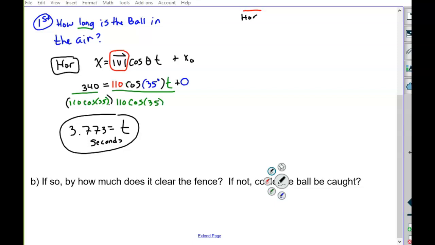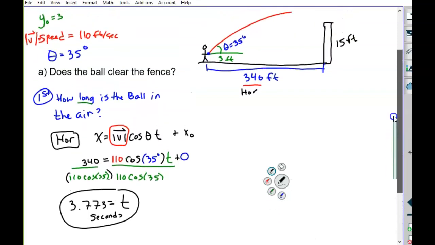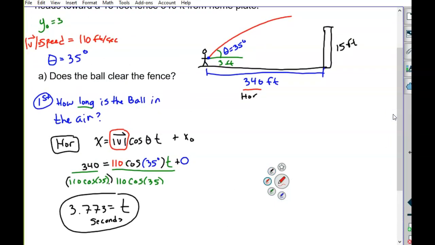So we know that at this spot of 340 feet, when I go 340 feet, it's going to take 3.773 seconds to get to basically the spot where it's either going to be over the wall or it's going to hit the wall. We don't know how high it is. We just know that's how long it's going to take to go in its horizontal motion. But we didn't answer the question yet. It says, did the ball clear the fence?